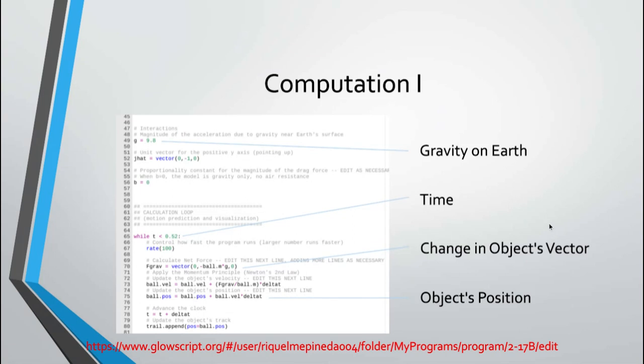And so here's the first computation. Given gravity on Earth that we previously talked about, 9.8 meters per second squared, and the time that it took the object to fall to the ground, 0.52 seconds, the change in the object's vector can be found with this equation, where in the y direction the ball's mass multiplies the gravitational constant, or the gravitation here on Earth. And then the object's position is found using the position update formula, where the final position equals the initial position plus the ball's velocity times the change in time.